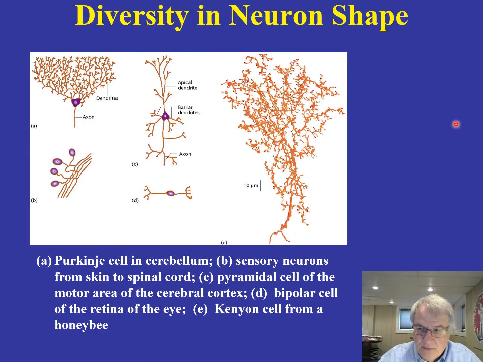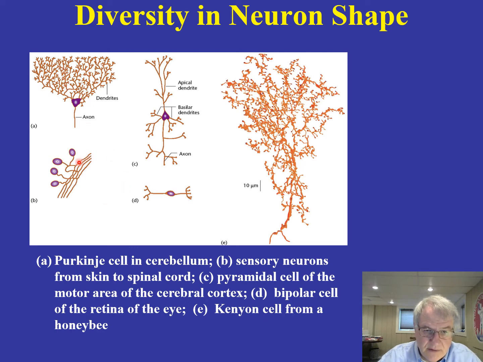So again, a little bit more about this diversity. Again, here's just some examples of this. Here's a Purkinje cell that you see right here. Look at how widely those dendrites are projecting. This is a Purkinje cell, and this is in the cerebellum.